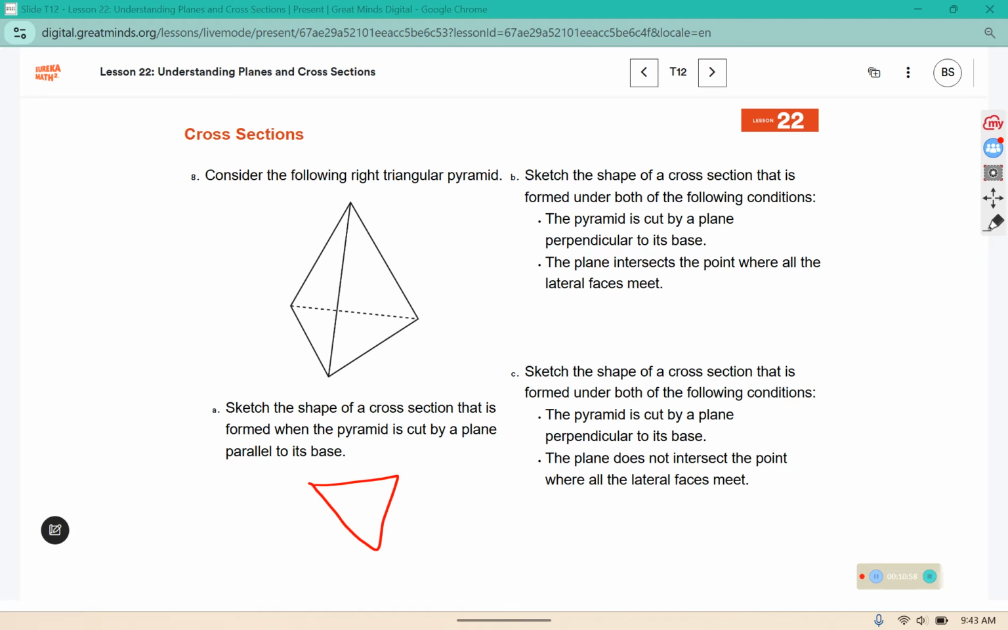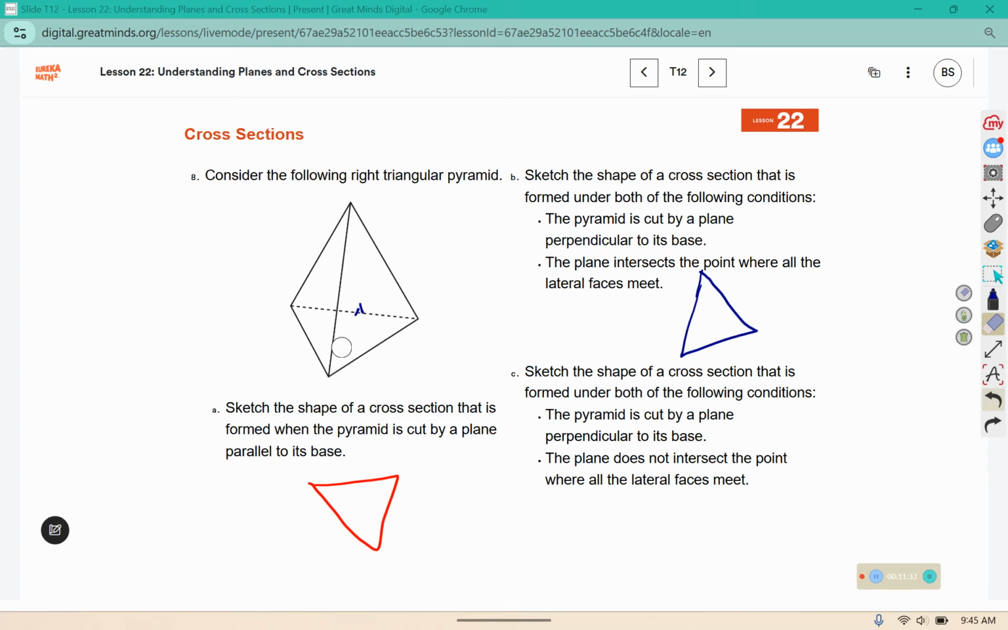B, sketch the shape of the cross section that is formed under both the following conditions. The pyramid is cut by a plane perpendicular to the base, and the plane intersects the point where the lateral faces meet. Well, all of the lateral faces meet at the top. So we're going to create a perpendicular slice through the top. And that is going to create a triangular shape as well.